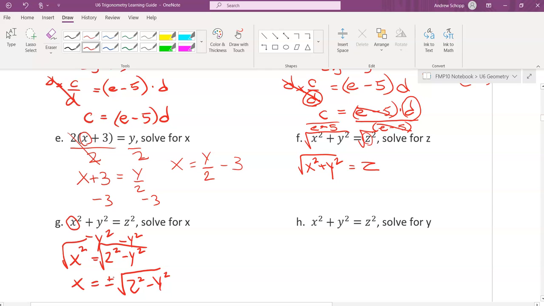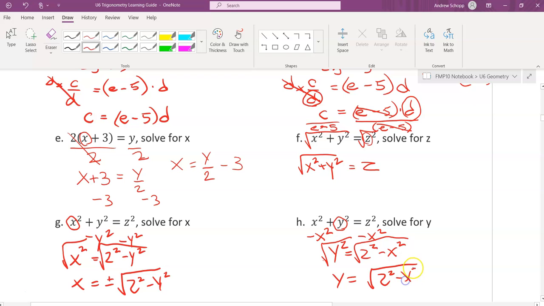And one more time for y. y is being squared, then we're adding x squared. So let's get rid of the x squared first. y squared is equal to z squared minus x squared. And then I need to take the square root of y squared, which leaves me with y is equal to the square root of z squared minus x squared.